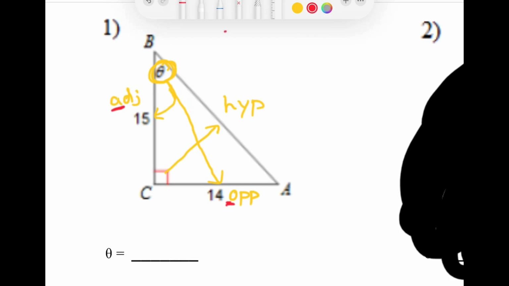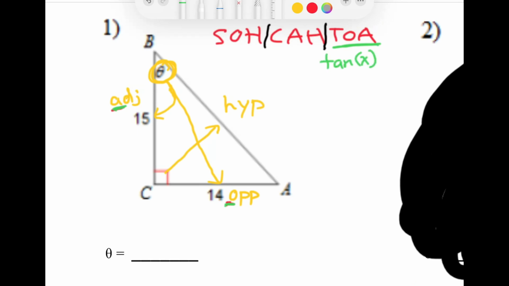So in our SOHCAHTOA saying, so some old hippie caught another hippie tripping on asphalt, and we break it up every 3 letters. Which one has an A and an O involved? Hopefully you can see the last one. Well, the last one is tangent of x, or the angle measurement, equals O comes first, so O is on top over A. So in number 1, we're going to be using tangent.